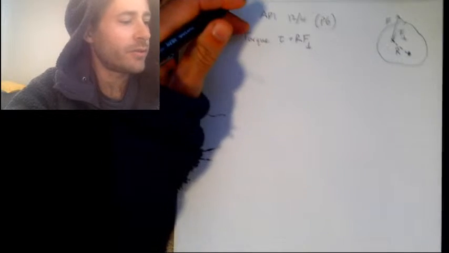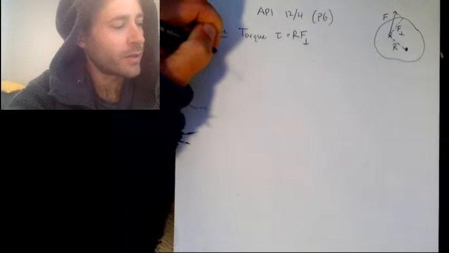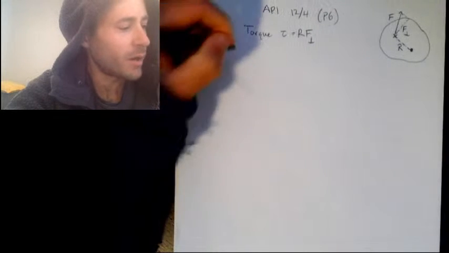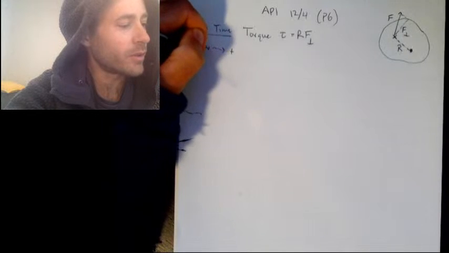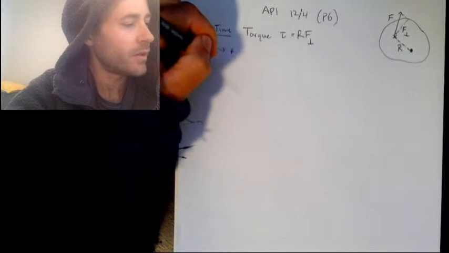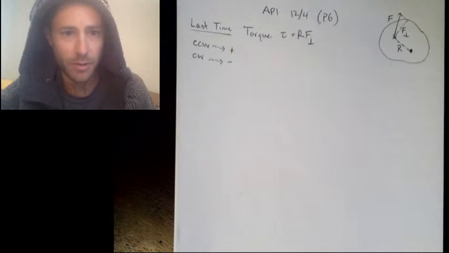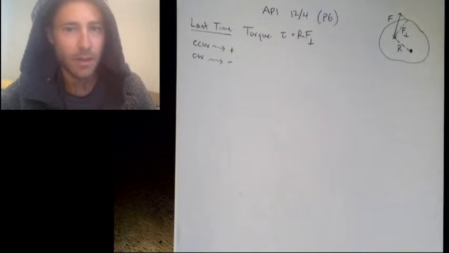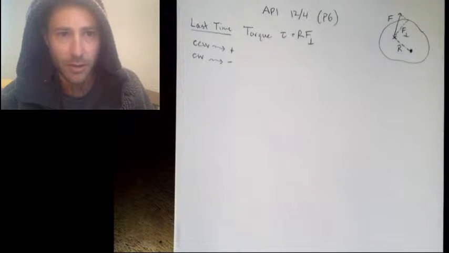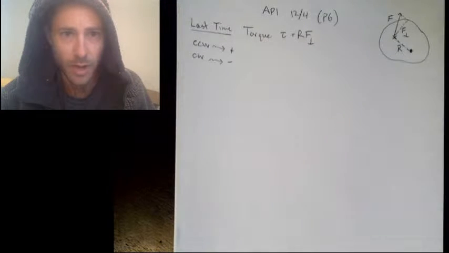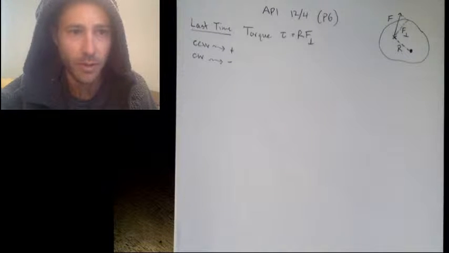If a torque would tend to rotate the object counterclockwise, then that is a positive torque. If the torque would tend to rotate the thing clockwise, then that is a negative torque. So I invite you to type into the chat if you know the answer. Is this force that I have drawn right here, is it exerting a positive torque or a negative torque on the blob? Type into the chat if you know the answer.